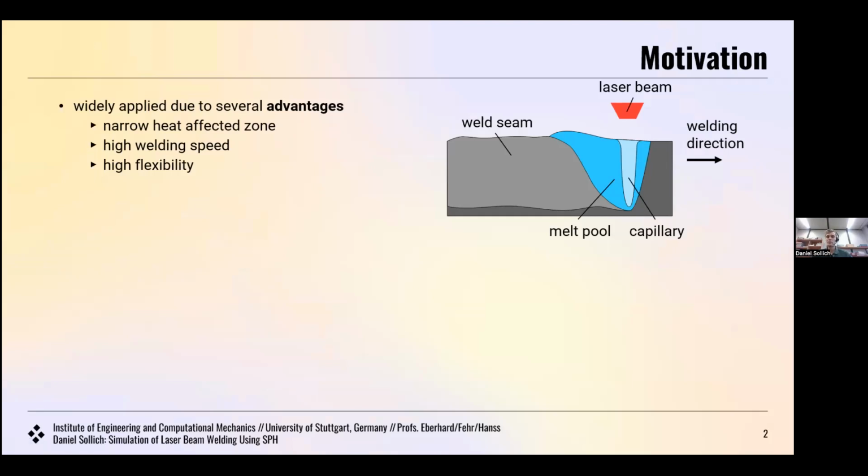During laser beam welding, pieces of metal are joined in a molten state by the use of a laser beam. Usually we have evaporation temperature on the surface, which also leads to a vapor-filled capillary within the melt pool. The process is very popular in industry due to several advantages. We have a narrow heat affected zone with low thermal distortion. We have a high welding speed and also high flexibility.